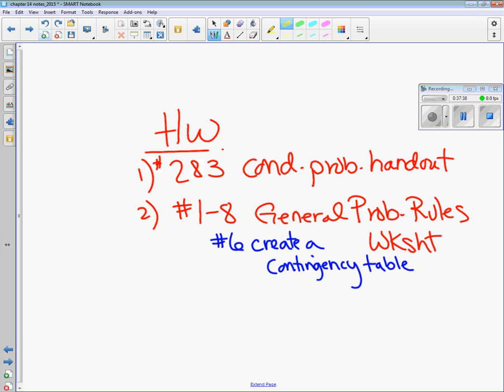This will be due on Thursday. We have a little bit more to add with conditional probabilities on Thursday, and then you have a quiz on Monday that covers everything we've done so far in probability. It's a lot.